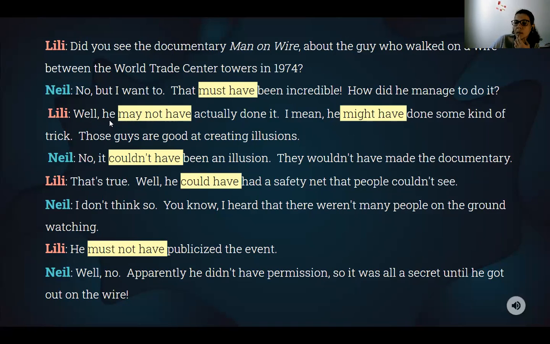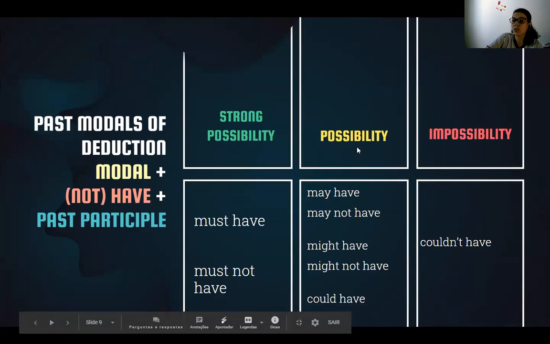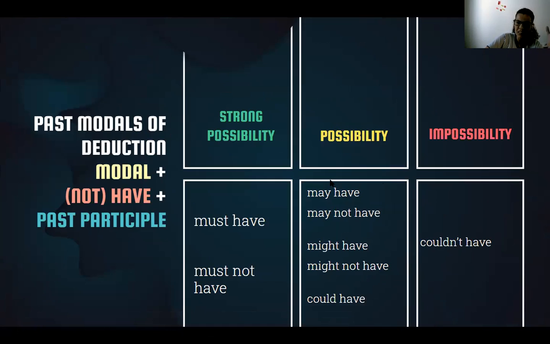Lily says he may not have actually done it. She doesn't believe that he walked through the World Trade Center's towers. So it's an impossibility. So she used may not have. Do you understand when I say strong possibility, possibility, and impossibility?